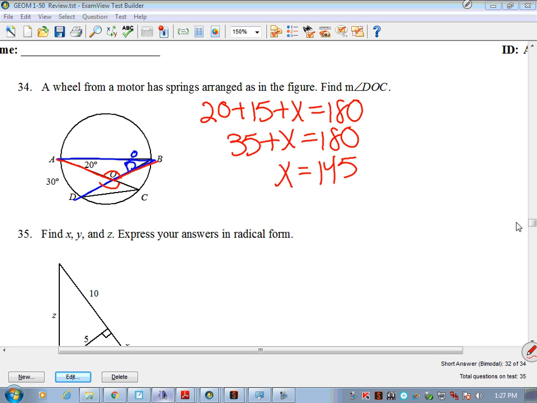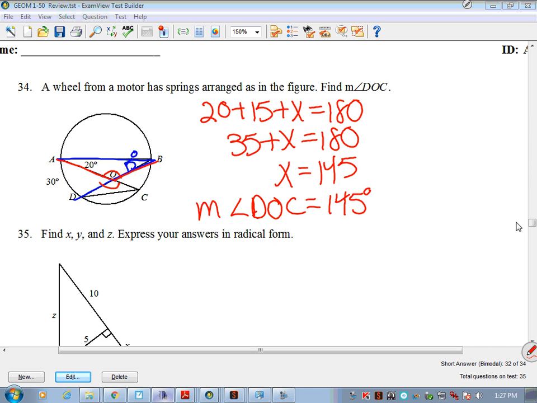All right, because this is 145, this is a vertical angle. What do I know about vertical angles, class? Vertical angles are congruent, therefore DOC equals 145 degrees as well. Okay, that's 34. That's lesson 47, circles and inscribed angles. That's not the only way to solve that question, but it's a pretty good way.